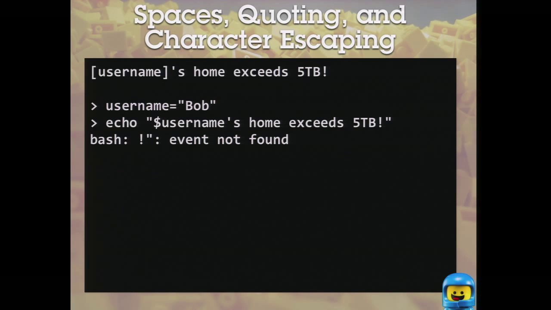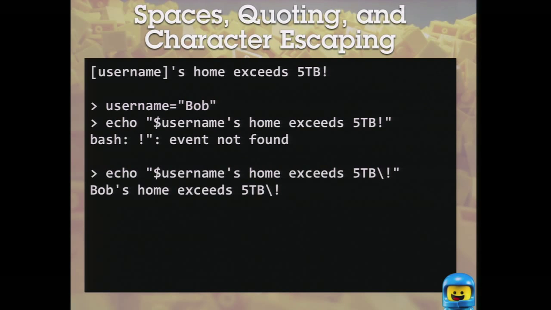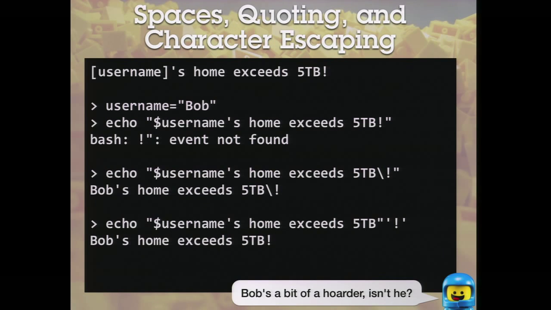You see the exclamation point there? That's probably a special character, so let's try to escape it. That didn't quite work. It printed a literal backslash. Why? I don't know. Let's try something else. So you can mash strings together by putting them in different combinations of quotes. So I put the username home exceeds in double quotes, and I put the exclamation point in a single quote, and that interprets it as a literal character, so we get the output we want.